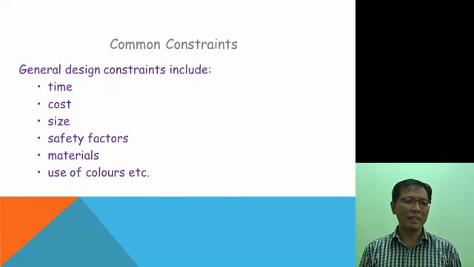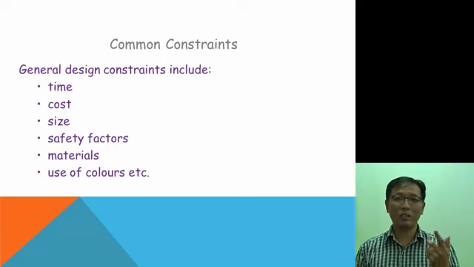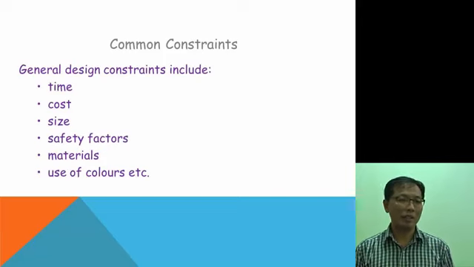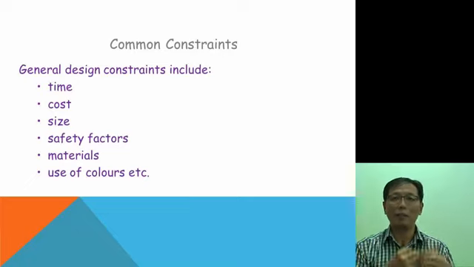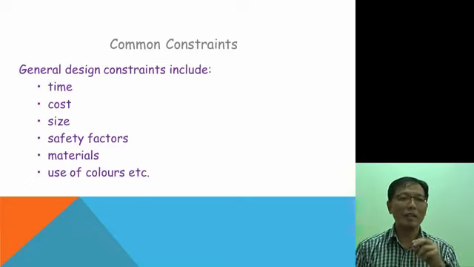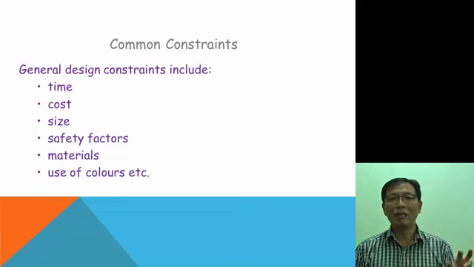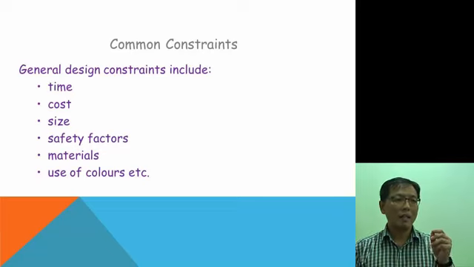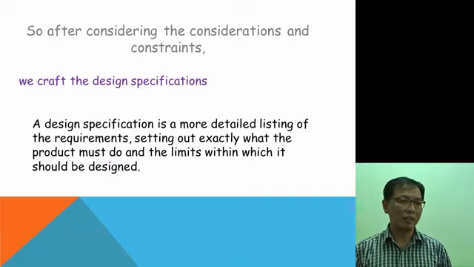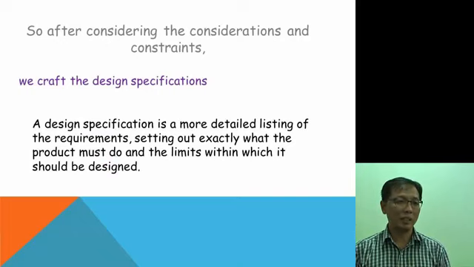Now, some common constraints are things like time, cost, size, safety factors, materials, and use of colors. Right? Basically, these are general constraints. I cannot say I want everything to be black or I want everything to be pink. It makes no sense. Generally, if you're going to design for maybe girls, then you can use softer pastel colors. For men, maybe more neutral colors. Right? So after considering the considerations and the constraints, then we craft the design specification.